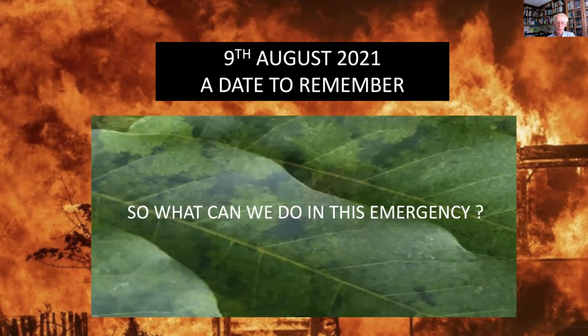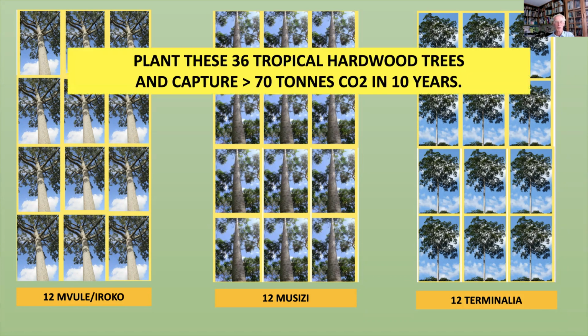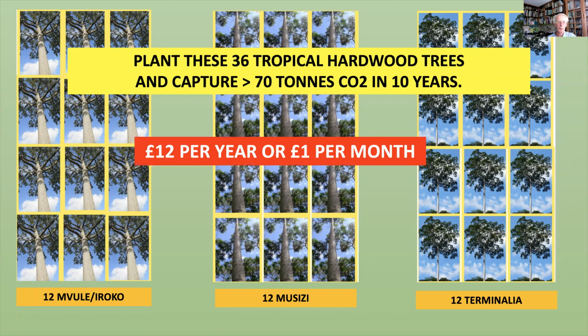So what can we do in this emergency? Well, we have the answer. United Nations Association of Eastbourne, we give you an opportunity. You can plant these 36 tropical hardwood trees. That's 12 Iroko, 12 Musizi, 12 Terminalia, and you can plant all those to capture 70 tons in 10 years for simply the price of £1 a month, £12 a year.